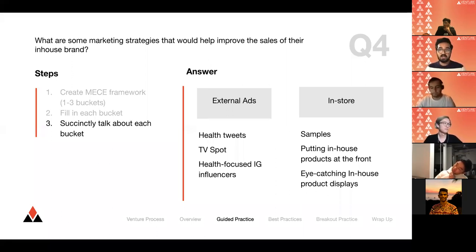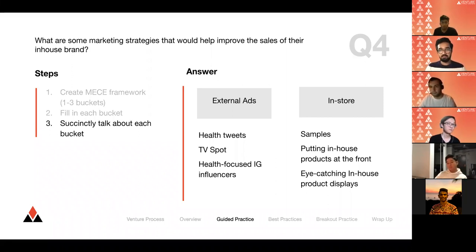On the in-store side, three really cool strategies could be to use free samples, like what we see at Costco, putting in-house products at the front, or using eye-catching in-house product displays like Hermes. And these are all really great marketing strategies to improve sales.